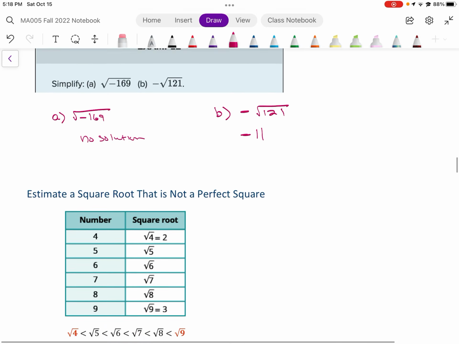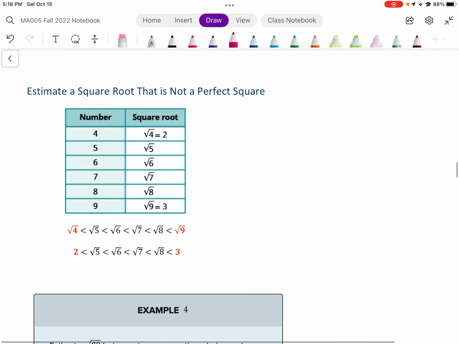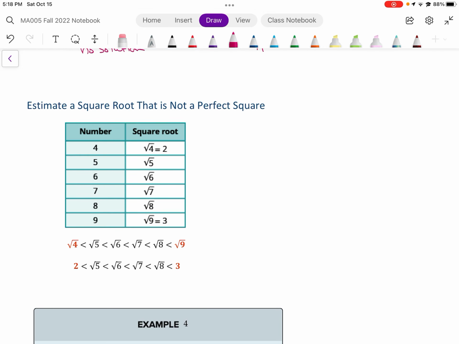All right, so estimating a square root that is not a perfect square. I want you to keep in mind that the square root of 4 is less than the square root of 5, which is less than the square root of 6, which is less than the square root of 7, which is less than the square root of 8, which is less than the square root of 9. Well, the square root of 4 is 2, and the square root of 9 is 3. So that means the square root of 5, 6, 7, and 8 must lie between 2 and 3. It has to be between 2 and 3.